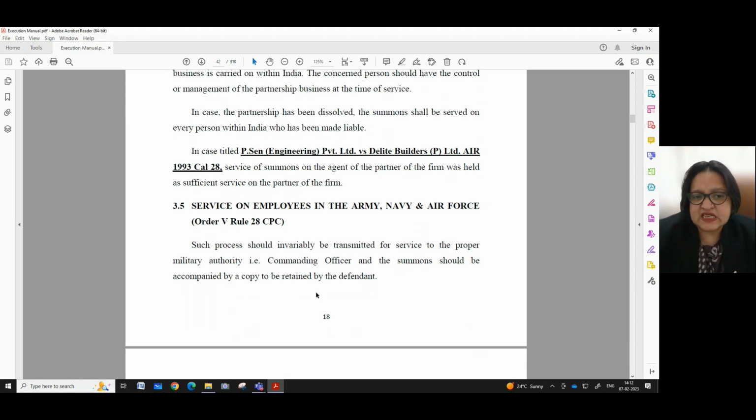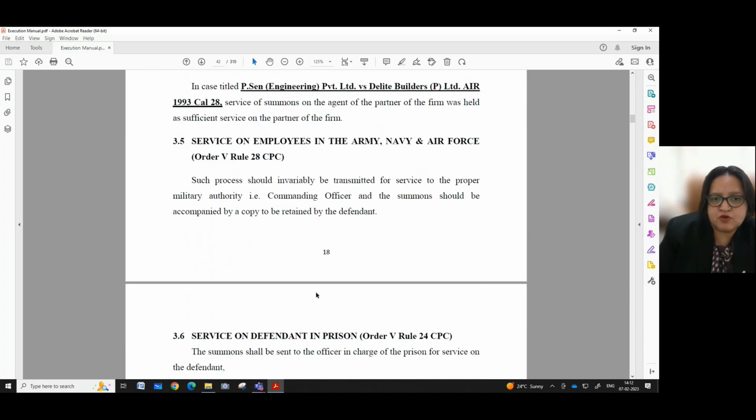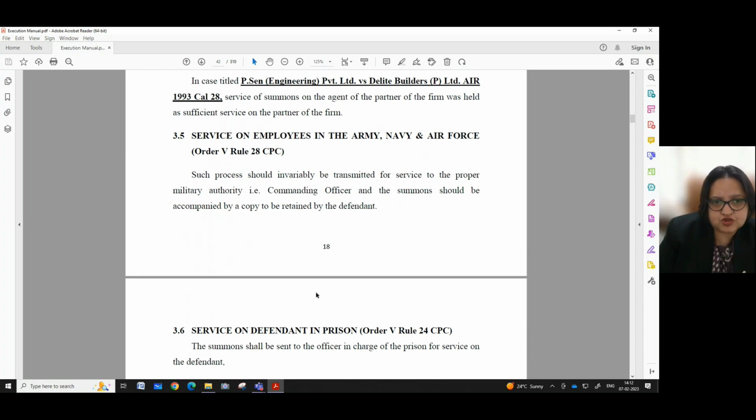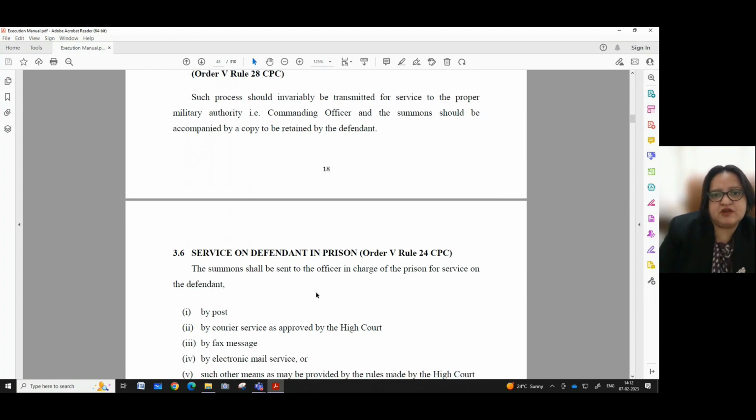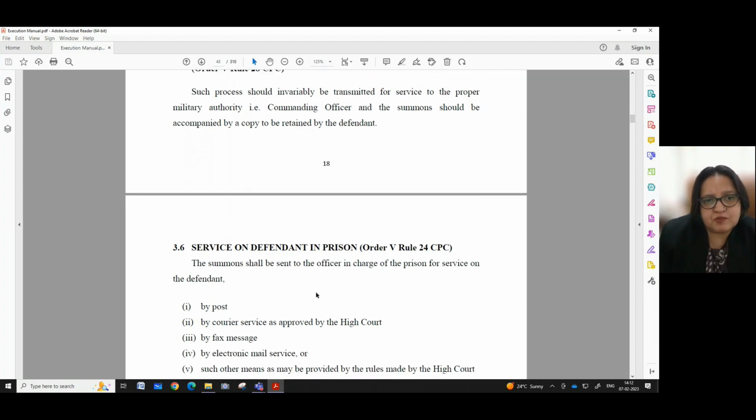In the case titled P. Sen Engineering Private Limited versus Delight Builders Private Limited, AIR 1993 Calcutta 28, service of summons on the agent of the partner of the firm was held as sufficient service on the partner of the firm. Service on employees in the Army, Navy and Air Force, Order 5, Rule 28 CPC. Such process should invariably be transmitted for service to the proper military authority, that is the commanding officer, and the summons should be accompanied by a copy to be retained by the defendant.